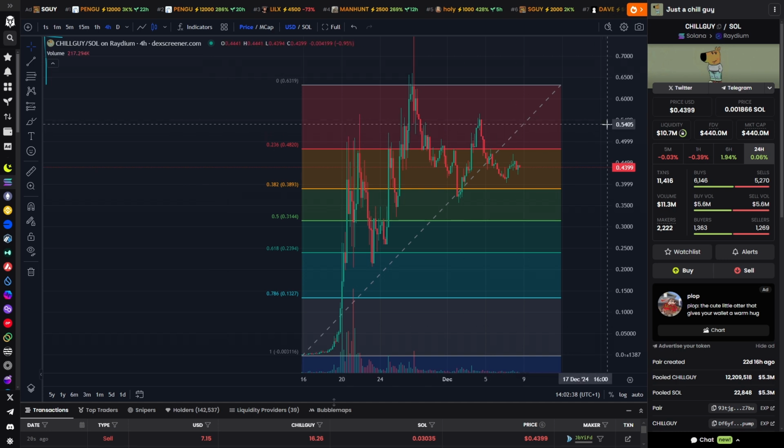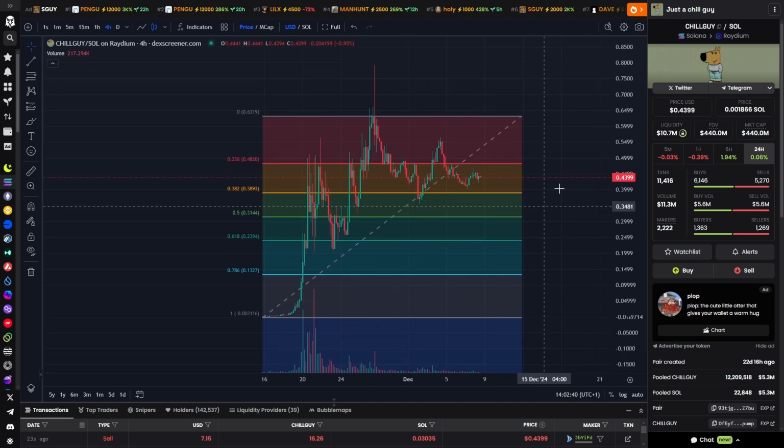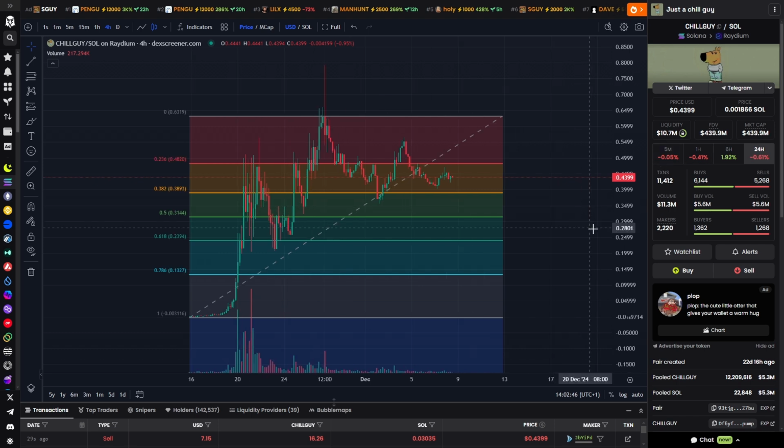And how you want to use it to your advantage: Chill Guy is on a 440 million market cap, but let's say you don't want to enter right now and you want it cheaper. Then to know what zone to aim for your entry, you can use these levels.